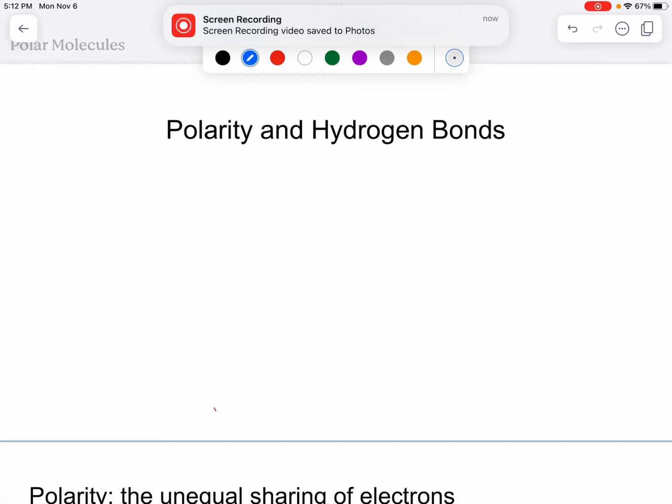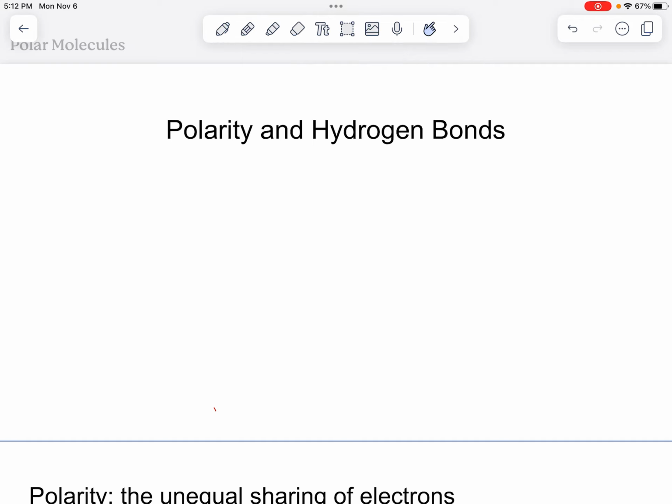Okay, so we've talked a little bit about intermolecular forces, the forces between molecules that keep them together, right? And the stronger this force between them, the more likely they are to be a solid. If they don't have very much force between them, they're more likely to be a gas. And if there's a medium amount of force, they're going to be liquids, right?